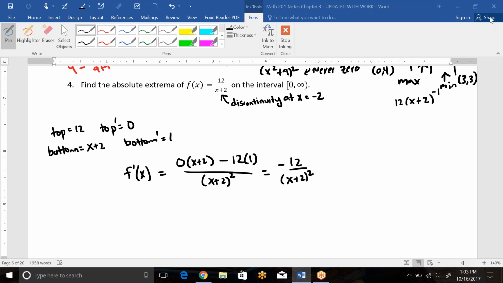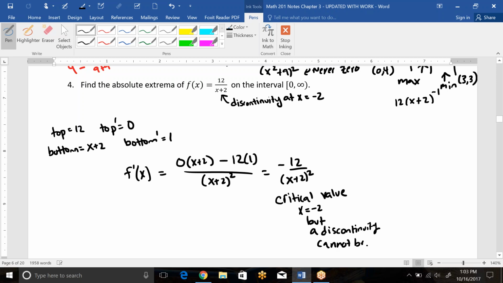Okay, and so we're looking at this right here, and notice that what we think the critical number is what makes the bottom equal 0, because the top is just a number. It can never equal 0. You would think it's x equals -2, but a discontinuity cannot be a critical number. So if you have something in your original function that makes you divide by 0, it can't be a critical number. So then the only thing we need to test is just the endpoints of this interval right here, which 0 is the only one because it's actually going on to infinity.